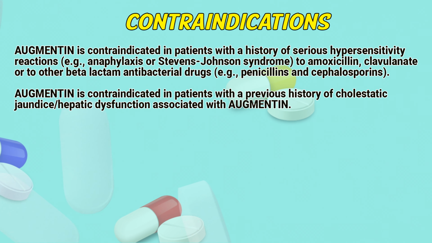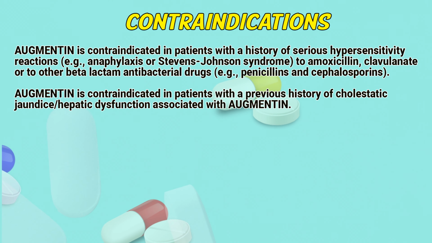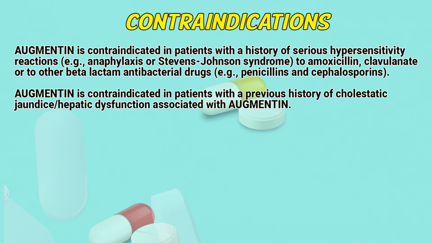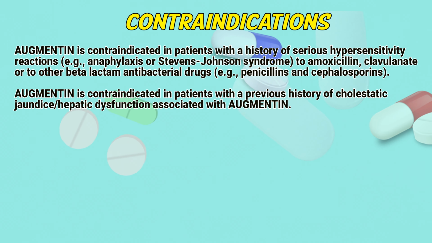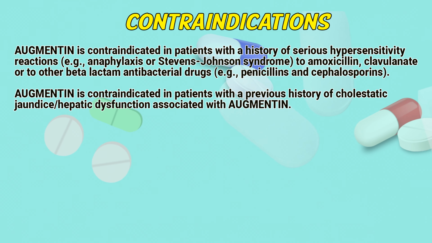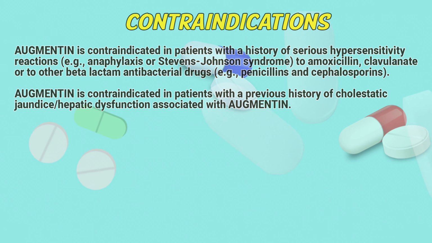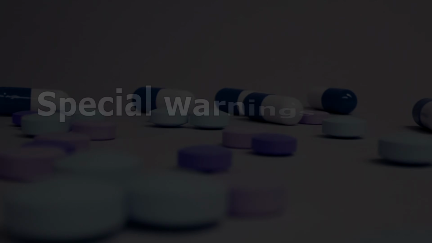Contraindications. Augmentin is contraindicated in patients with a history of serious hypersensitivity reactions, e.g. anaphylaxis or Stevens-Johnson syndrome, to amoxicillin, clavulanate, or to other beta-lactam antibacterial drugs, e.g. penicillins and cephalosporins. Augmentin is contraindicated in patients with a previous history of cholestatic jaundice or hepatic dysfunction associated with Augmentin.